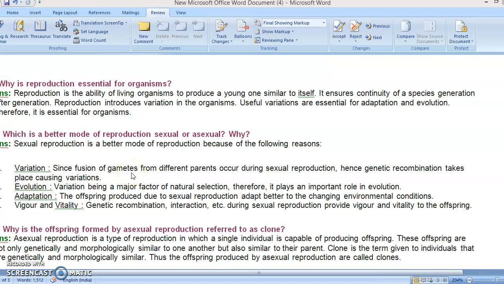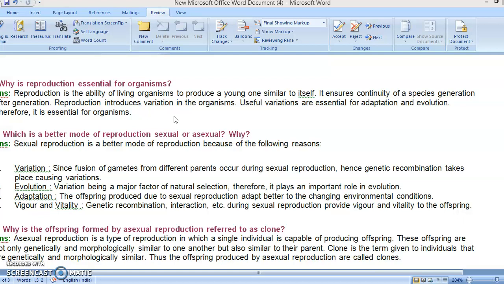We completed the lesson Reproduction in Organisms. Today let's discuss the exercise questions. Children, don't expect these questions as such for your examination. After reading the textbook, try to find answers for these questions, okay? And don't forget to copy these questions and answers to your notebook.